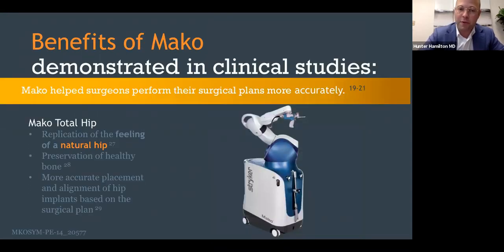Overall, I think there are many benefits to MAKO. I'm certainly happy with the outcomes that my patients have had with this procedure. It helps us put the components in a position that we plan. We're able to do 3-dimensional planning beforehand and anticipate any complications or any challenges, I should say, before going into the operating room. We're able to put the hip back into its natural position, which provides a natural feeling hip for the patient. We're able to remove less bone so we can keep healthy bone within the pelvis. And we're able to just be more accurate overall.